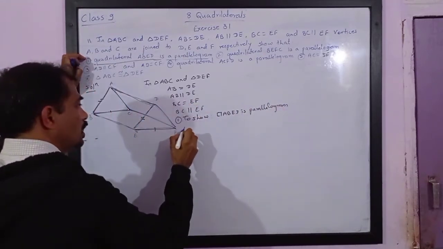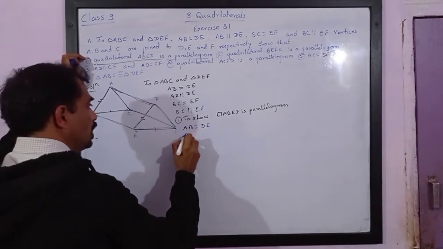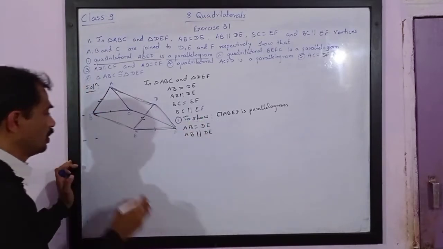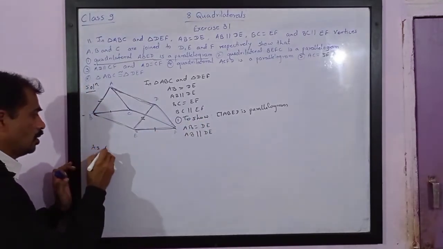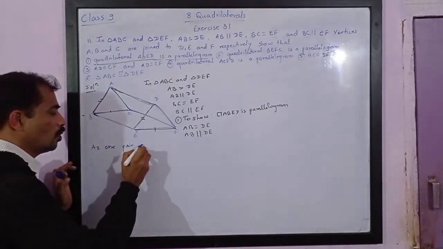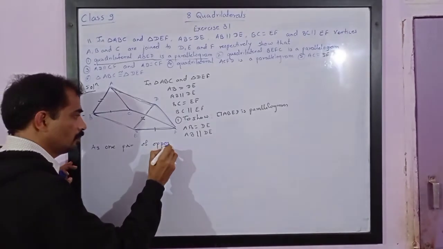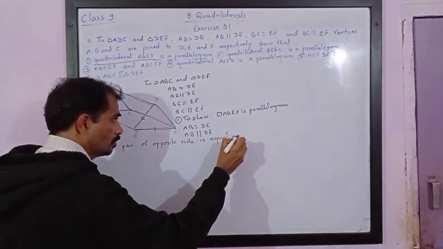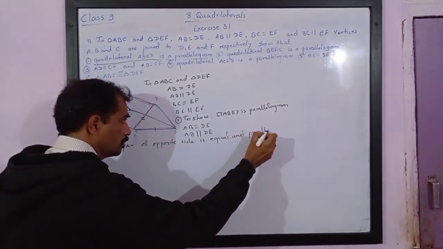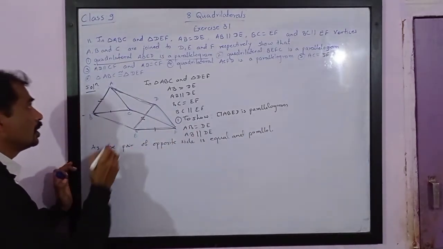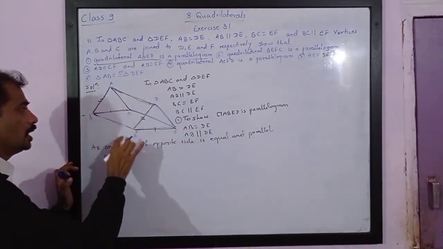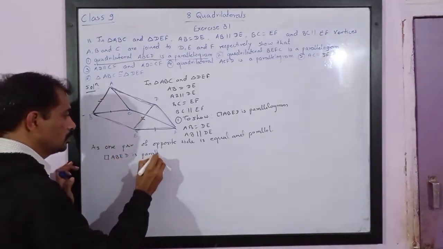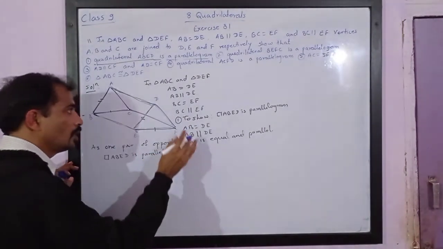So first, to show quadrilateral ABED is a parallelogram: we are given that AB equals DE and AB is parallel to DE. So one pair of opposite sides is equal and parallel. Quadrilateral ABED is a parallelogram. So first part we have proved.